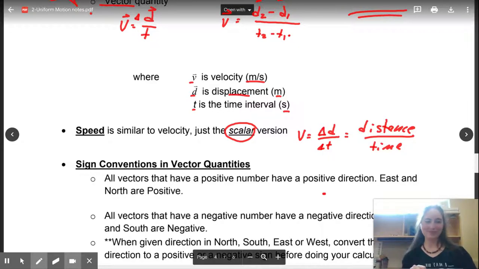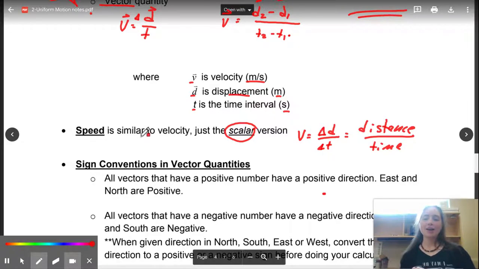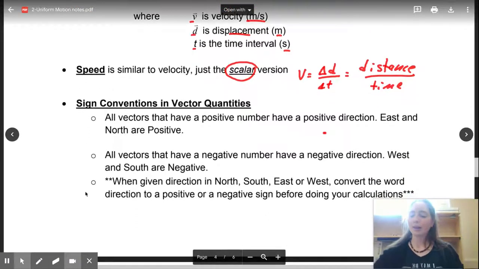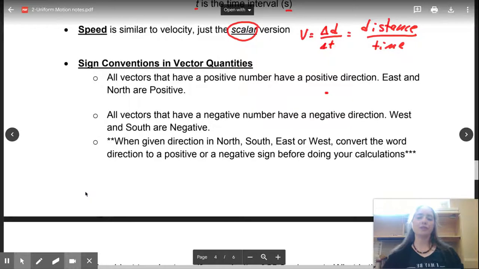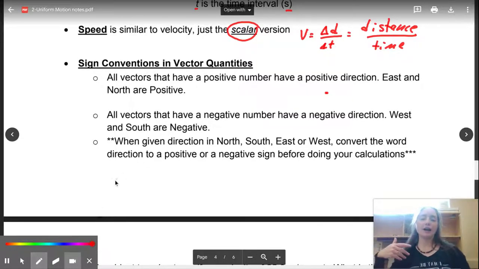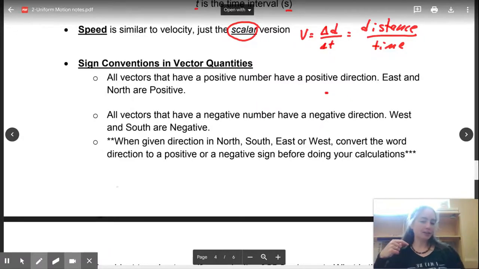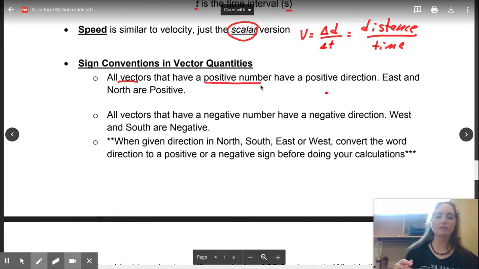Okie dokie? All right, so another important thing that we're going to need to keep in mind, ladies and gentlemen, is that we're going to need to look at our sign conventions. Now, the thing about sign conventions and all vector quantities is that they are going to have positives and negatives. Now, this is standard. Okay, so all vectors are going to have a positive number if they have a positive direction. For the most part, east and north are commonly positive.